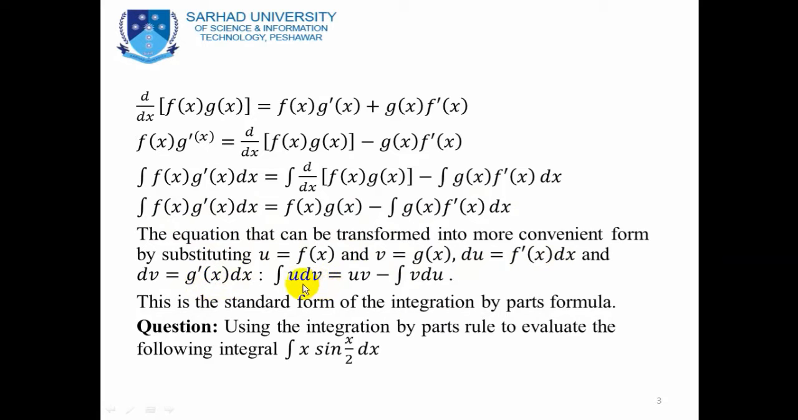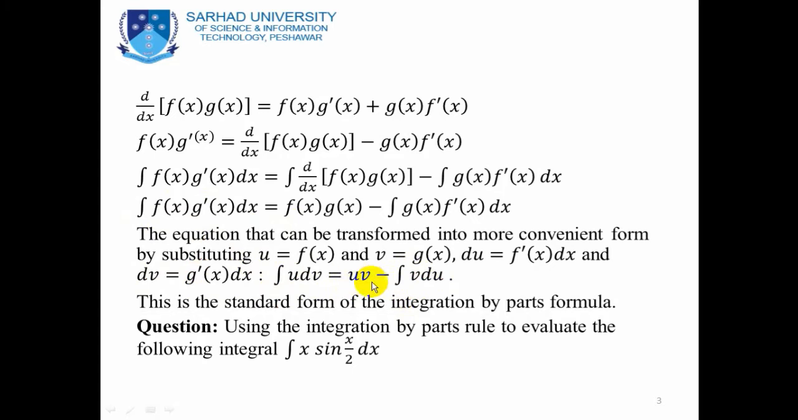x. So we can write integration of u into dv. In place of f we put u, in place of g prime we put dv. So integration of u into dv is equal to u into v minus integration of v into du. So dear students, this is the formula by parts.